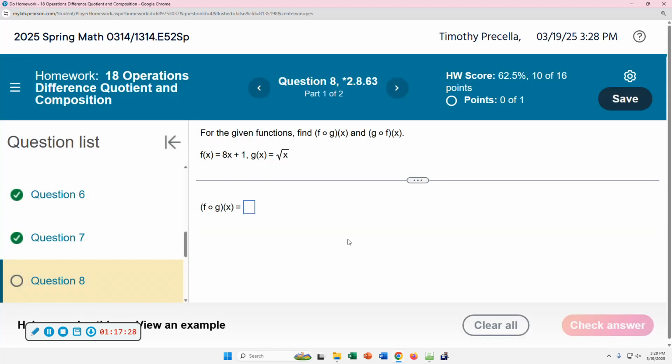Same instructions. They look different. Oh wow, there's a square root in this one, so it's got to be harder, right? Number 8. We have two functions.